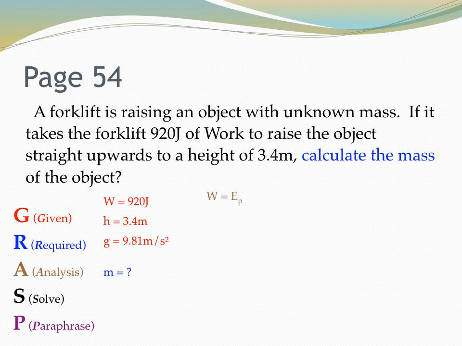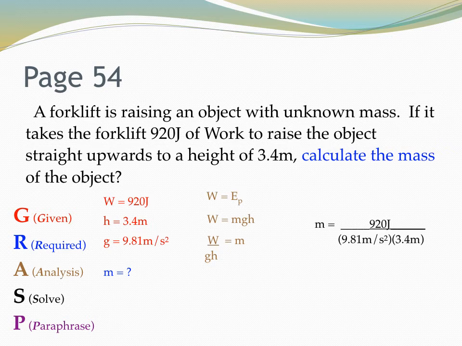So now we need to analyze. So we know that work equals EP. So that equals mgh. Okay, so we're going to need to mess around with that a little bit. So what are we looking for again? We're looking for m. So in order to switch this around, we just need to divide both sides by gh to keep it the same. And boom, we've isolated m. So now we can move over and solve this problem.